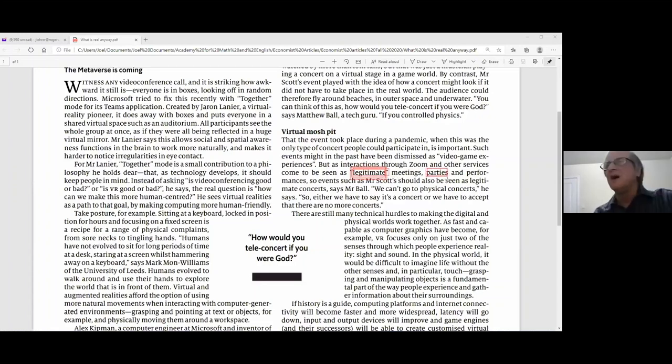You play games with your friends on Zoom. I'm sure some of you are doing that. And you see performances on Zoom. We didn't used to do that. We wanted to see it live. Well, now because of the pandemic, we have a different view of what is real. These are legitimate meetings, legitimate parties, legitimate performances. We can't go to physical concerts now, so these are legitimate. So now the line is thinner between what's real and what's not real. And that's where we're going to go in the future, into virtual reality, where that will be real. That's the point the author is making here. What is real anyways?